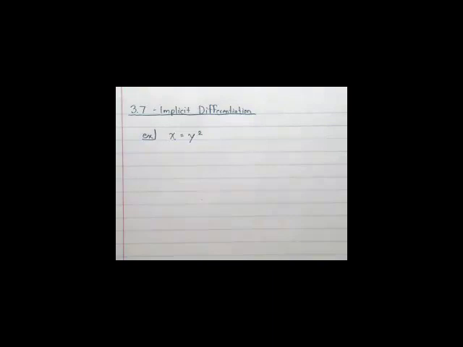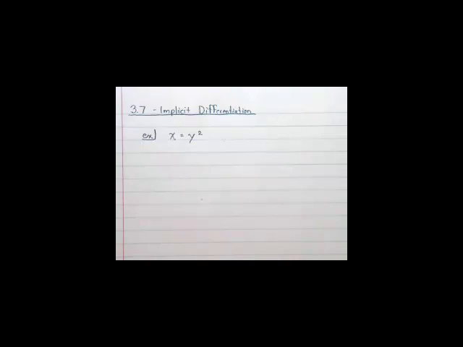So, we're going to take a look at first this relation, not a function. Everybody agree with that? x equals y squared is not a function. Okay. One way to tell when you're looking at an equation if it's a function or not is, can I solve it for y and get one answer?